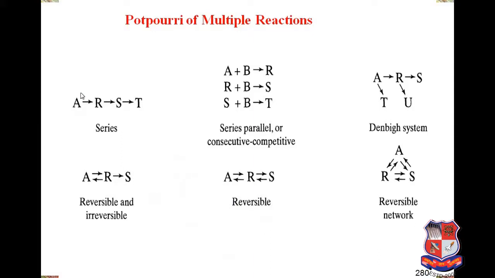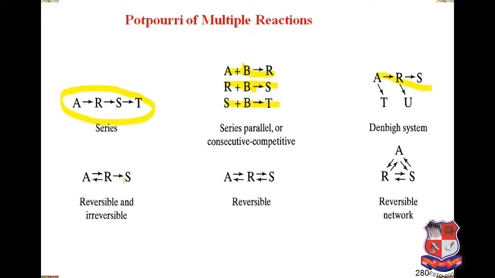So now we can see here that, as shown over here, it can be a series reaction, like here it shows series reaction for A gives R gives S, and S gives T, but it is a parallel reaction simultaneously for component B. So it is a combination of series parallel reactions.